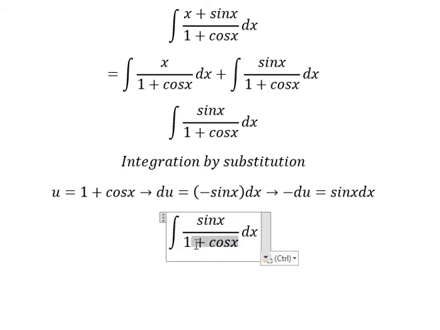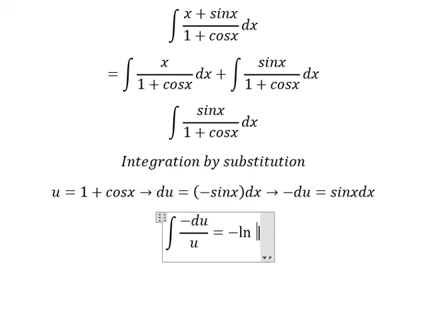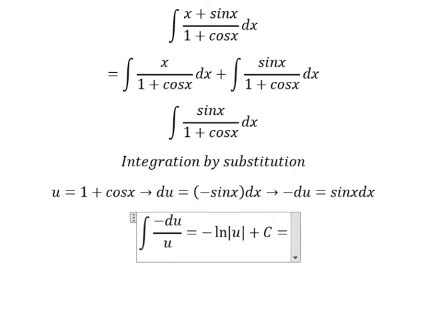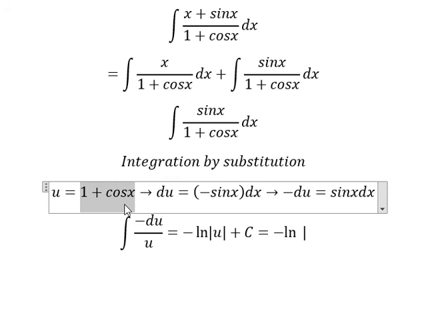So this one we change to u. Sine x dx we change to negative du. The integration of this one, we have negative ln of the absolute value of u, plus c. And u is 1 plus cosine x.